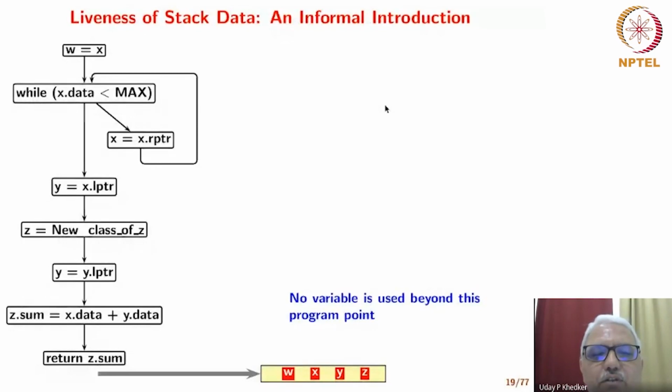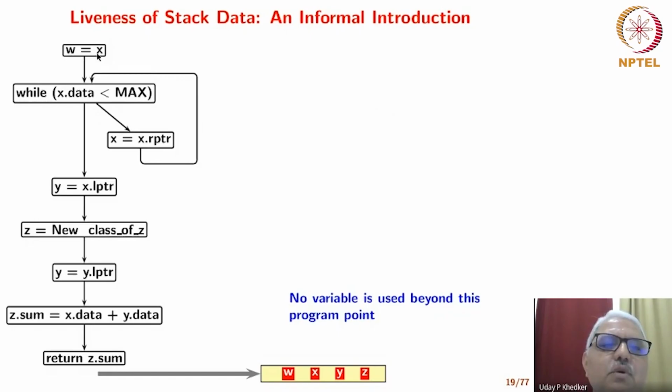Okay, so we talked about live variables analysis. We talked about dead code elimination. Let's look at live variables analysis informally, and then we will formalize our intuition. So here is a simple program. We want to do live variables analysis. What does this program do? It has some pointers.